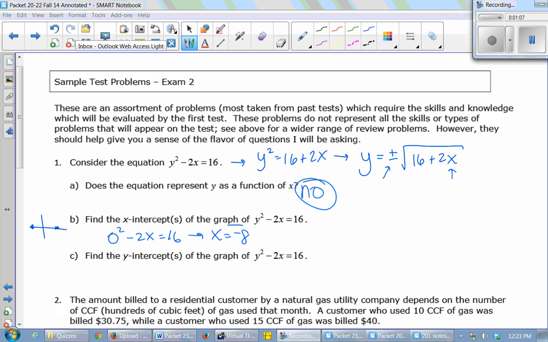So there's my x-intercept. And to find y-intercept or intercepts, when you're on the y-axis, anywhere on the y-axis, the x-coordinate is 0. So I make the x 0, and I get y squared minus 2 times 0 equals 16. And I solve for y, and I get plus or minus 4. So I have two y-intercepts, plus and minus 4.